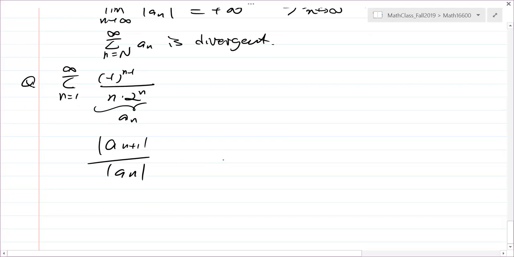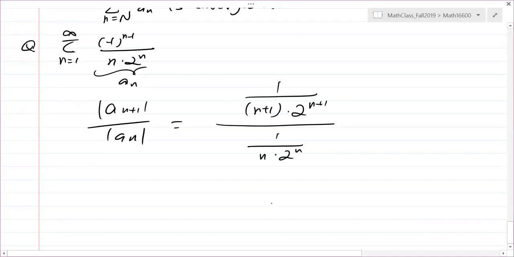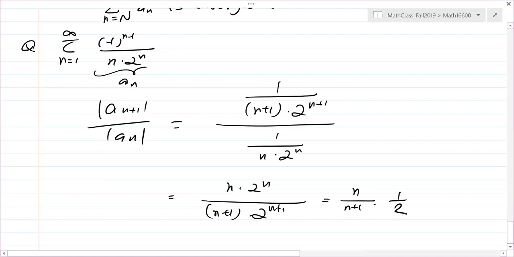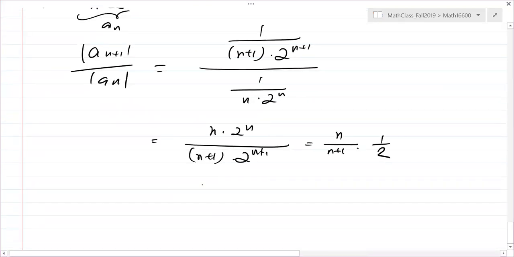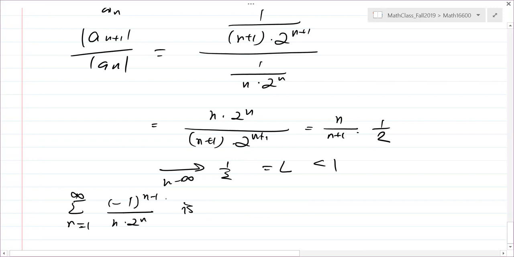Okay, so let's take a look at this. The negative sign is gone. I don't need to worry about that. Then you flip it over, and after simplifying, you get this. Why? Because 2 to the n is gone. n over n plus 1 cannot be canceled. But the limit of the first part is 1 as n approaches infinity. That's my L. Great. L is less than 1, that's 1/2. We conclude that this one is absolutely convergent by the ratio test.